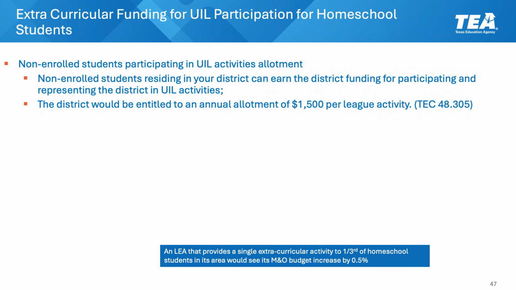Additionally, there's extracurricular funding for UIL participation for homeschool students. So for non-enrolled students that are participating in UIL activities at your district, those students can result in your district earning additional funding for their participation. That funding can be upwards of $1,500 per activity.